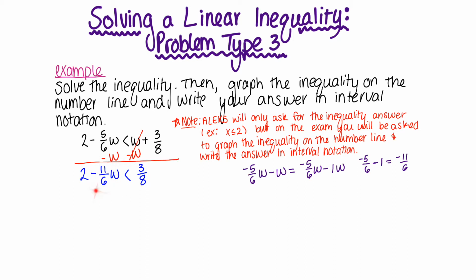We now are aiming to get this negative 11/6w completely by itself. So we want to move this 2 to the other side. Subtracting 2 on both sides, the negative 11/6w will come down. We now have 3/8 minus 2. You could do that in your calculator. So if you put in 3/8 minus 2 into your calculator, it is going to give you negative 13/8. So I'll put negative 13/8 here.